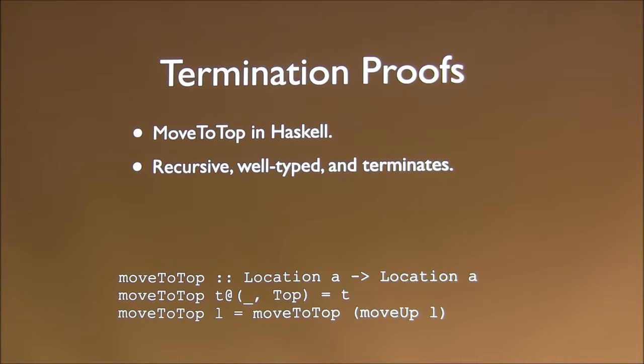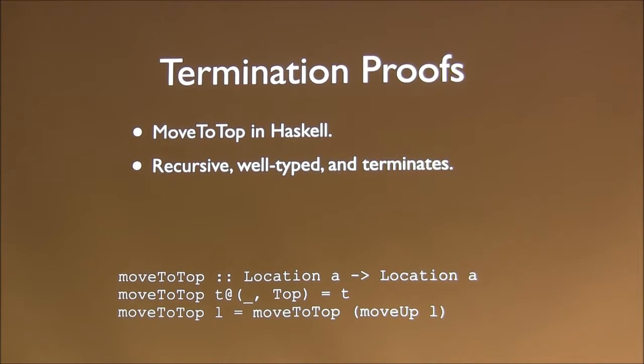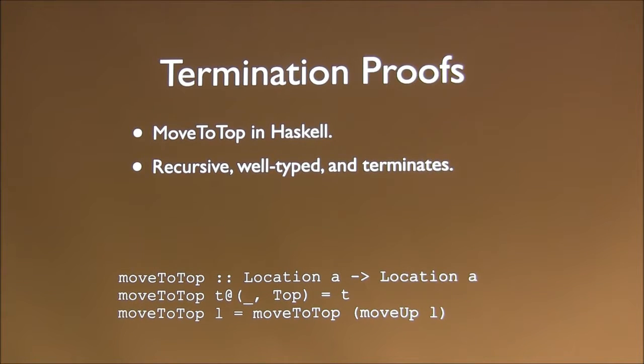So this is an example of move to top, which would be like that up function that we saw. Instead of just up, it moves all the way up to the very top of the tree. So it basically gets you in a state where your zipper becomes the same tree that you start with. This is an implementation that would work in Haskell.